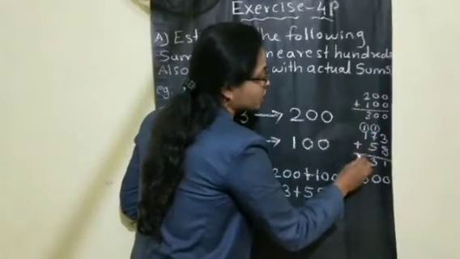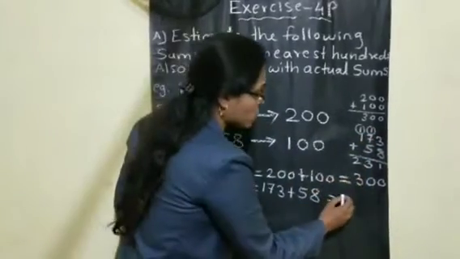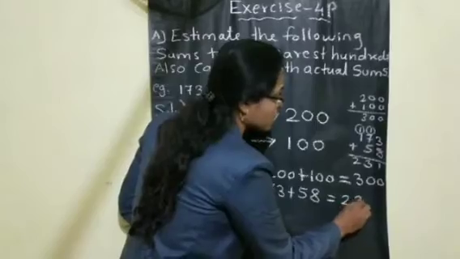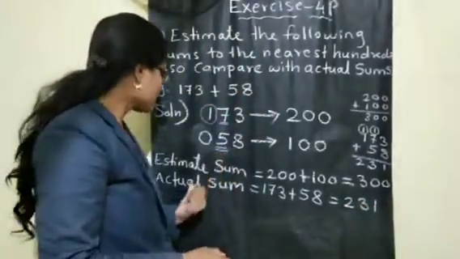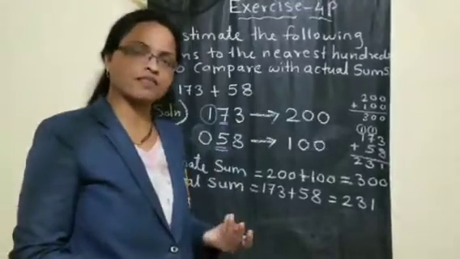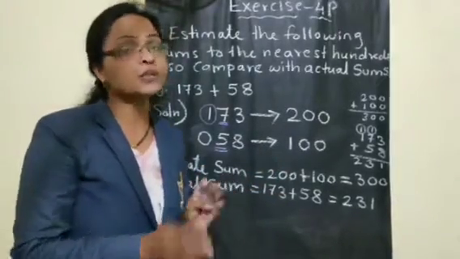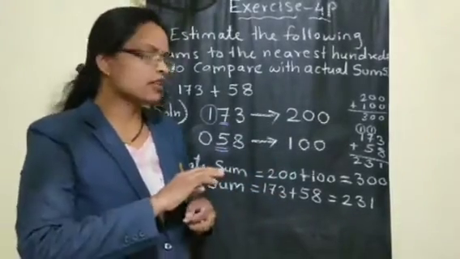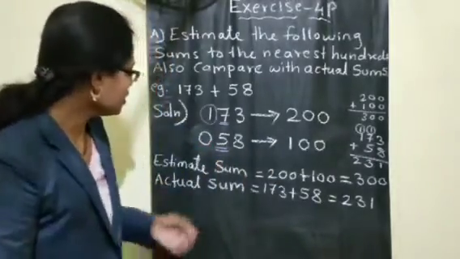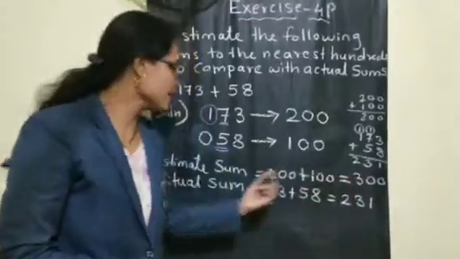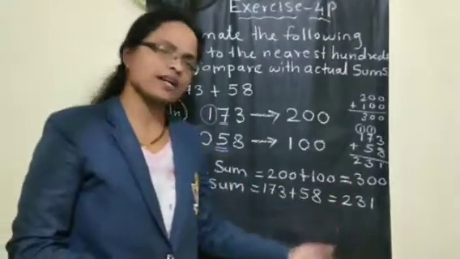1 plus 1, 2. So the actual sum you people are getting is 231. Always remember, children, actual sum and estimated sum will always be near to each other. There will not be a long difference between them. So here the estimated sum is 300 and the actual sum is 231.